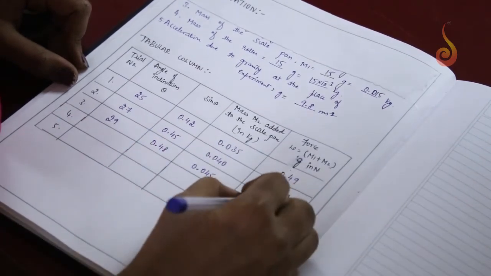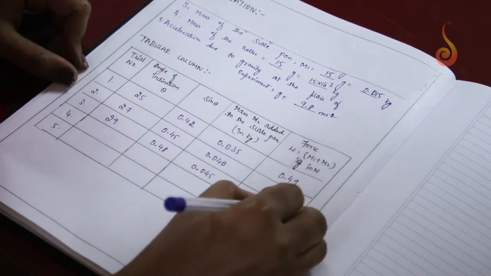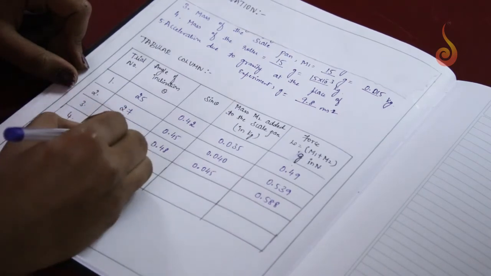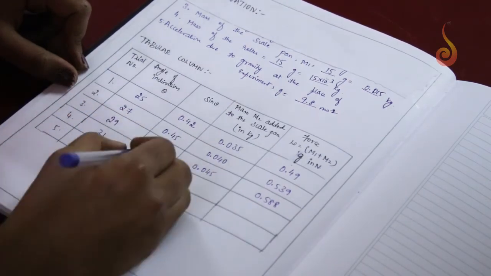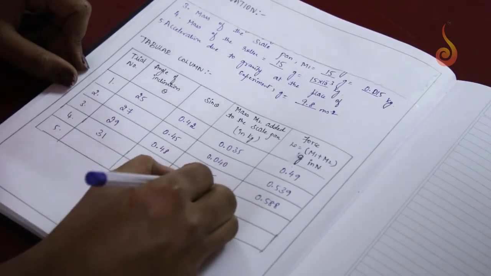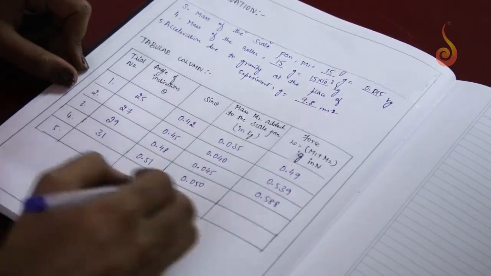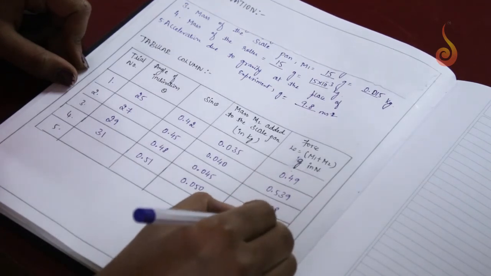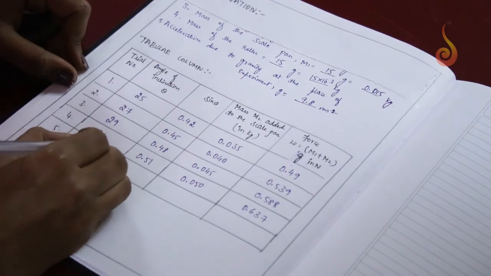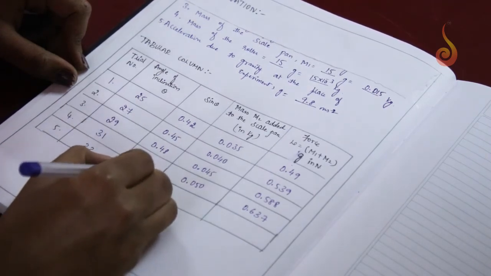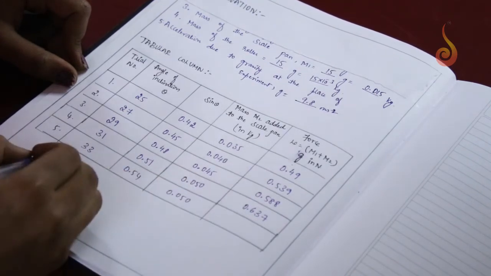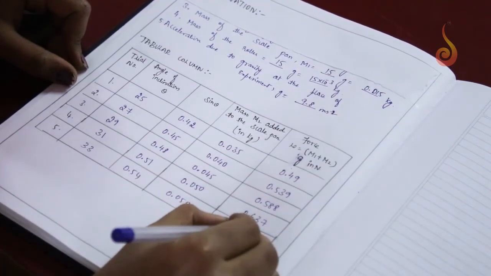force 0.588. And in the fourth trial, angle 31, sine theta 0.51, mass added 0.050, force 0.637. Fifth trial, angle 33 degree, sine theta 0.54, mass added 0.050, force 0.637.